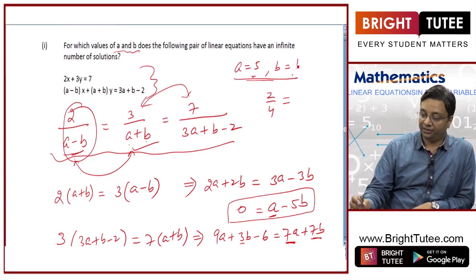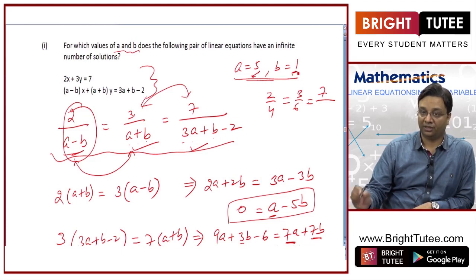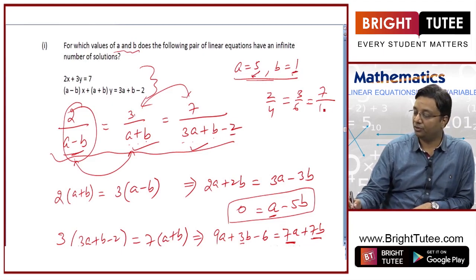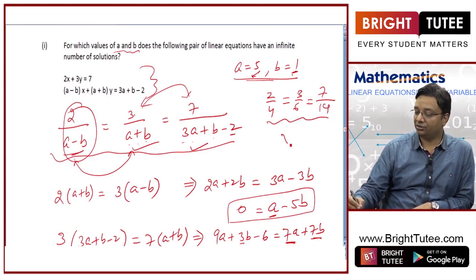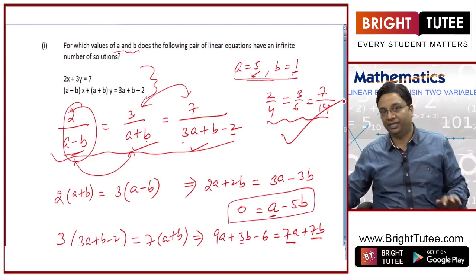A plus b. A plus b is how much? 5 plus 1, that is 6. So, 3 by 6. Of course, it is equal to this. Look at this one. 7 divided by 3a. 3a means 15 plus b. 15 plus 1 is 16. 16 minus 2 is 14. So, of course, these three ratios are equal now, hence infinite number of solutions.